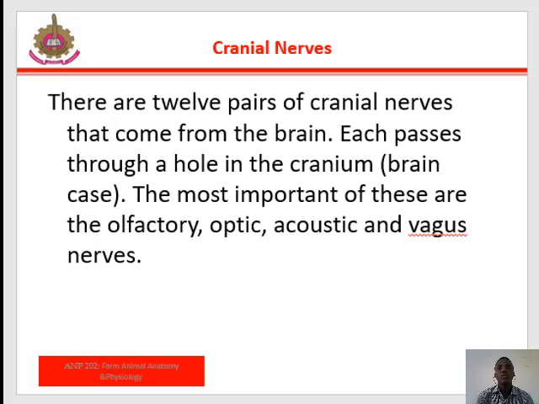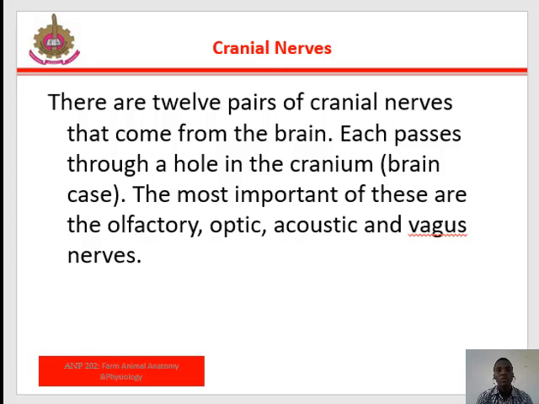Cranial nerves. There are 12 pairs of cranial nerves that come from the brain. Each passes through a hole in the cranium, that's the brain case, and the most important of these are the olfactory, optic, acoustic, and vagus nerves. The olfactory nerves, the nerves used for smelling, carry impulses from the olfactory organ of the nose to the brain. Then the optic nerve, that's the sight nerve, carries impulses from the retina of the eye to the brain.